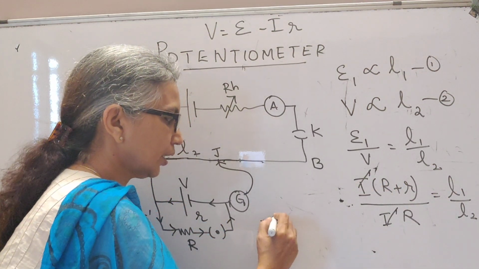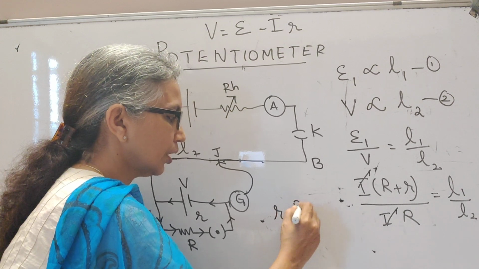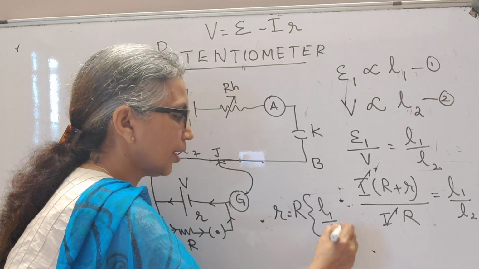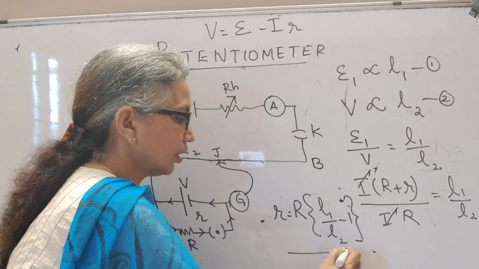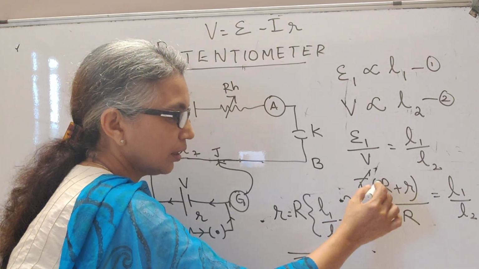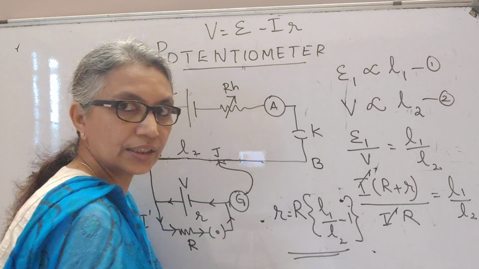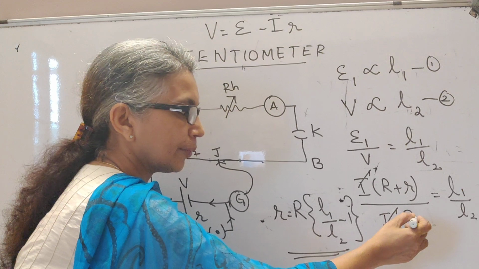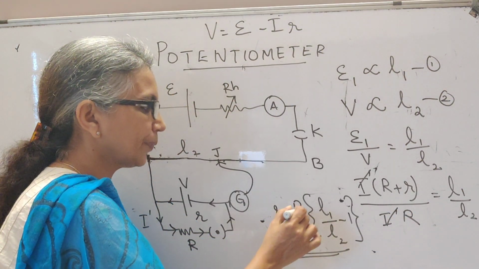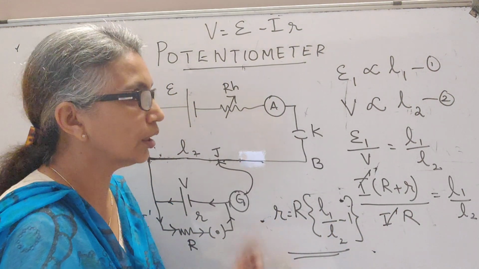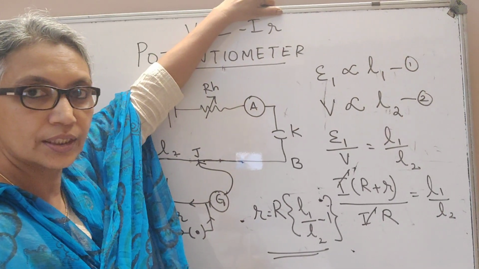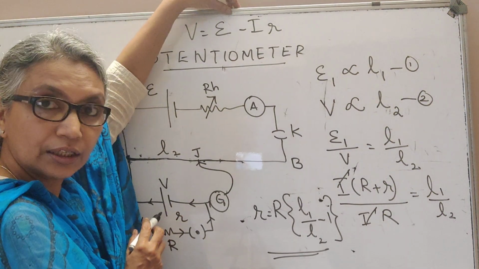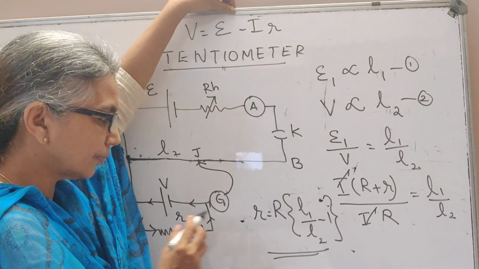From this you can get small r equal to capital R bracket L1 by L2 minus 1. I simply cancel this. R by R is 1, which I took to the right hand side. So I have L1 by L2 minus 1. Then we have a small r by capital R here. So small r is capital R into L1 by L2 minus 1. Now here I hope you understand that this small r is the internal resistance of this cell, which we are asked to find out.